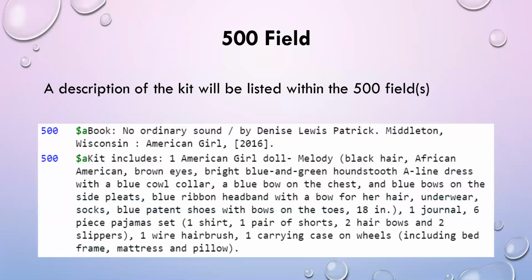Looking at the 500 field, a description of the kit will be listed within it, or multiple 500 fields. This is the general note field, and it's where you'll enter a note that provides general information for which a specialized note field, i.e. a specific 5XX field, has not been defined. For a kit, we use the general note field to further explain the contents of the kit or to give more information about the individual components.